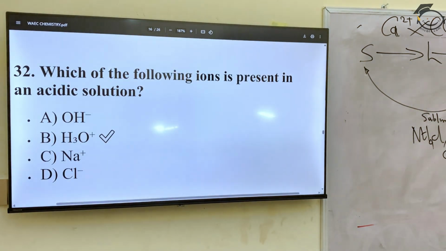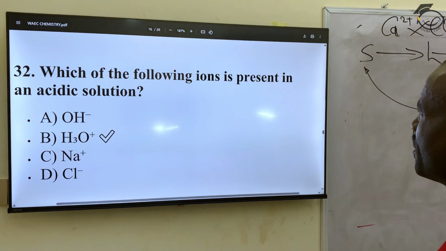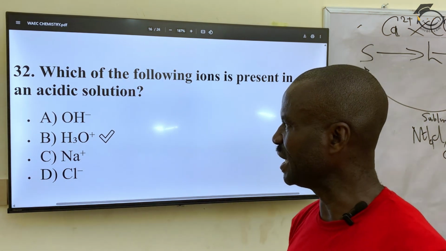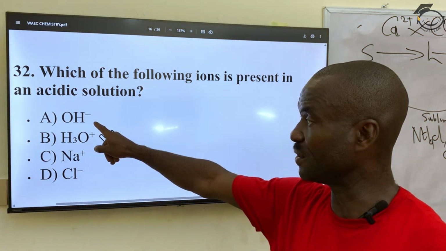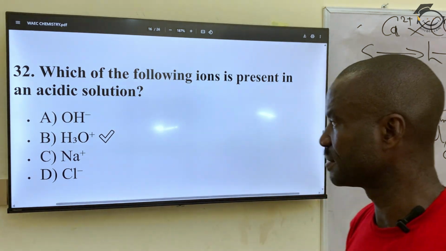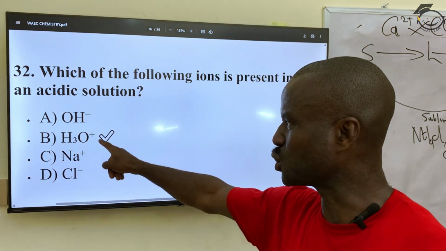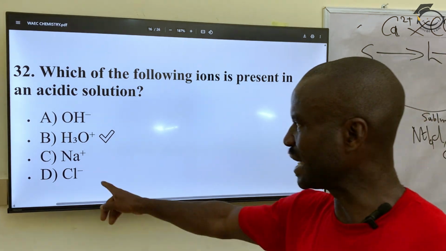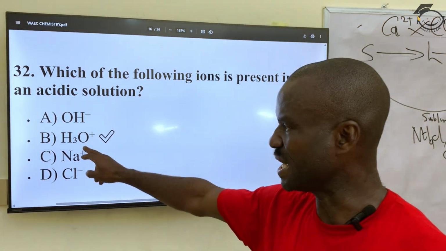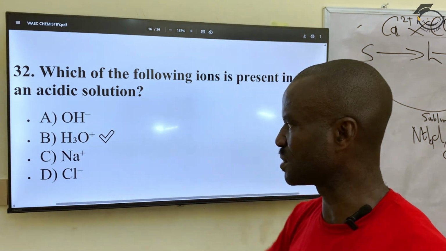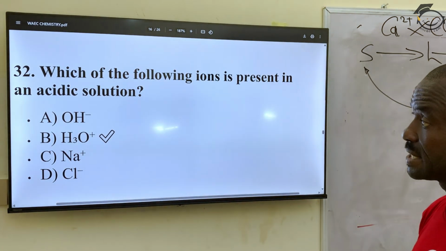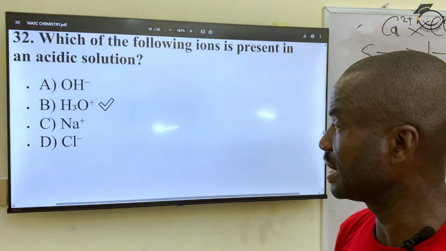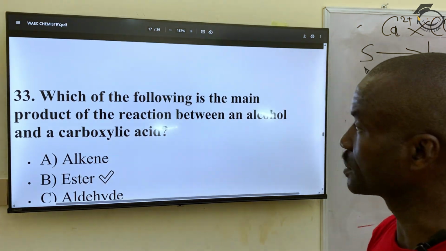Question 32. Which of the following ions is present in acidic solution? A, hydroxyl ion, that is OH minus. B, hydronium ion, H3O plus. C, sodium ion, and D, chloride ion. The correct answer is B, hydronium ion, H3O plus.